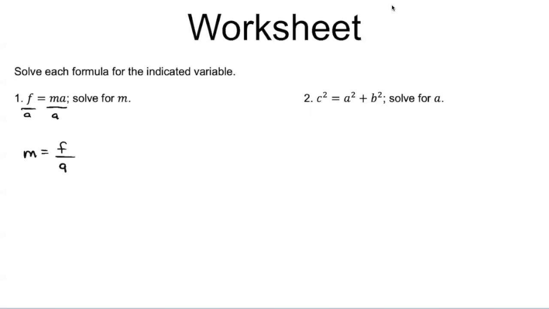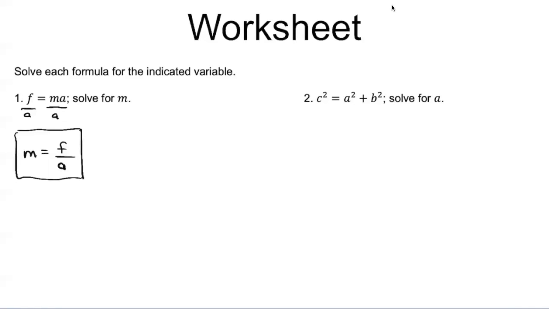My a's are looking like 9s today. So that is the first example. The next example, the Pythagorean theorem, wants us to isolate a.